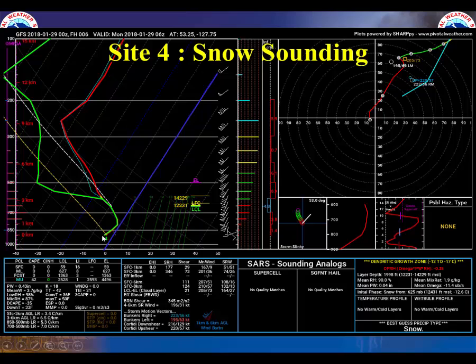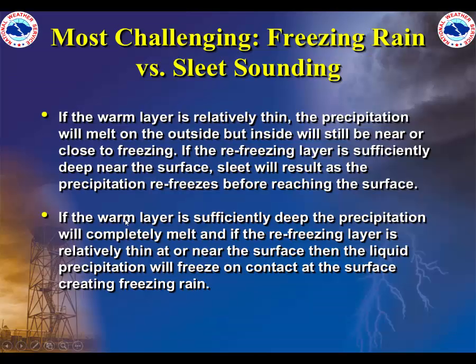And then our other site, a little bit further inland, it's all snow here. As you can see, the whole profile stays below freezing. There's moisture in the snow growth region, no dry layers, and no warm layers as well. So a perfect example of that.